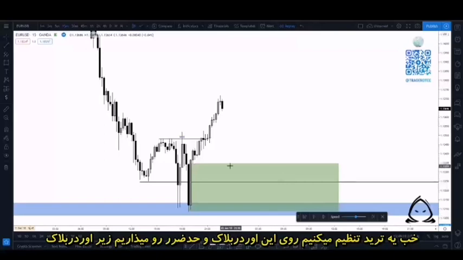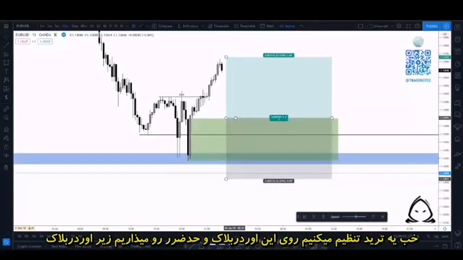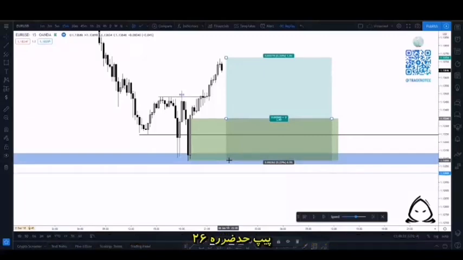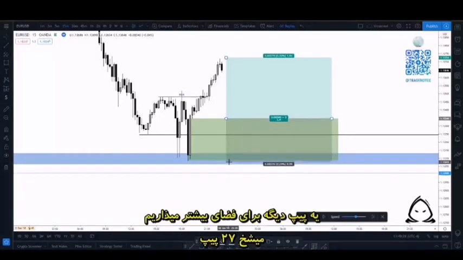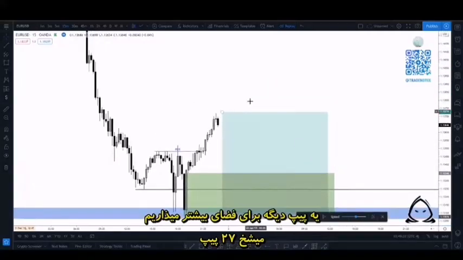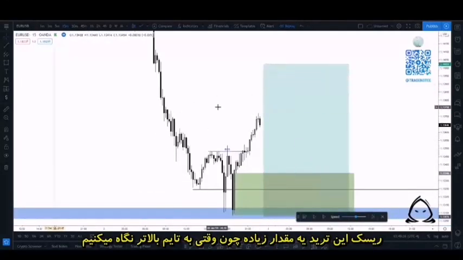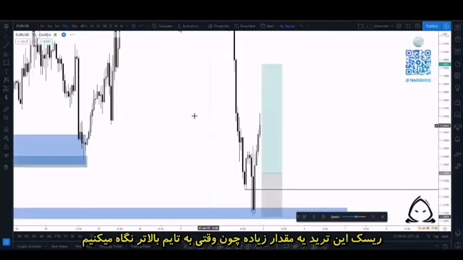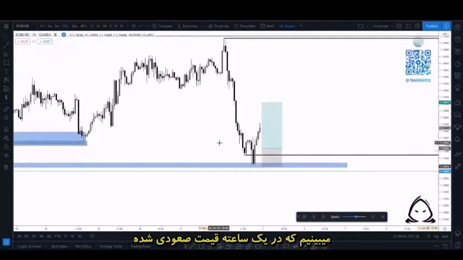What we can do is set an order buy limit at the top of the order block with a stop loss below. So it's a 26 pip stop loss. We'll add a pip buffer, making it 27. Again, this is a higher risk trade, mostly because when we look at the higher time frame, we can see that price has switched bullish on the 1 hour now.